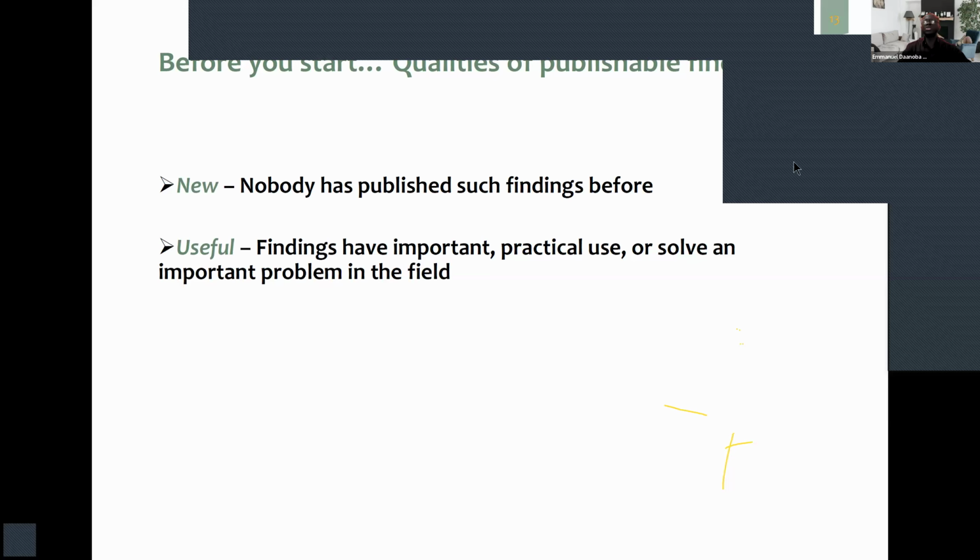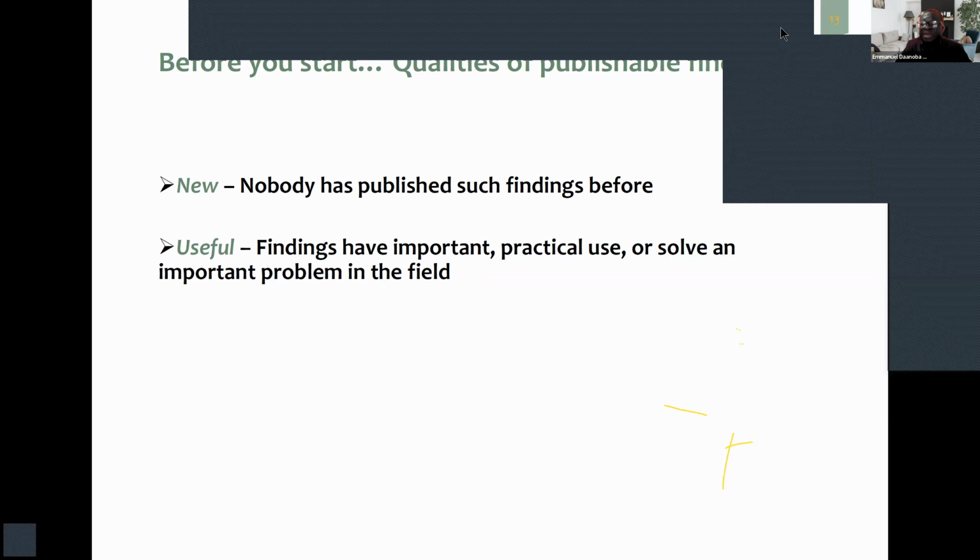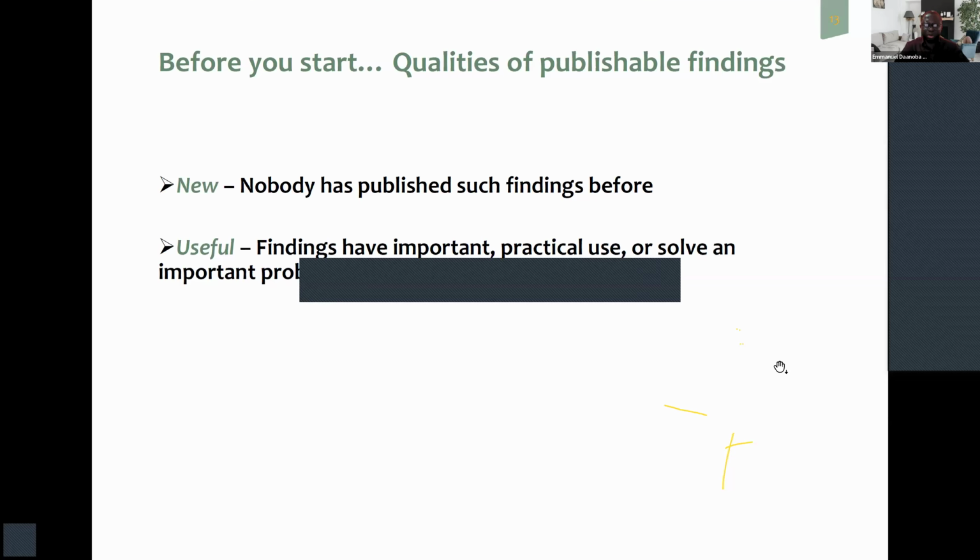What do you do? Or how do you know whether your work is publishable? The first thing is that it is new. Nobody has published such findings before. If what you have done is new, no one has published that kind of data in that study area before, then it is publishable. But assuming in the same area someone has done the same thing, then it becomes problematic. All right? It becomes problematic.